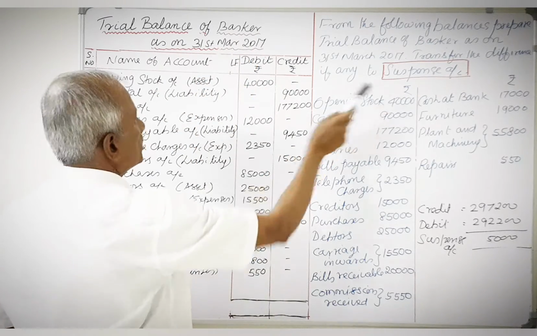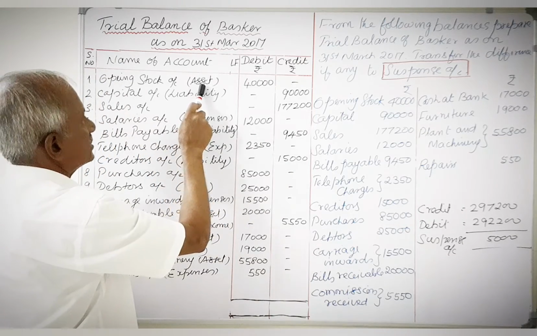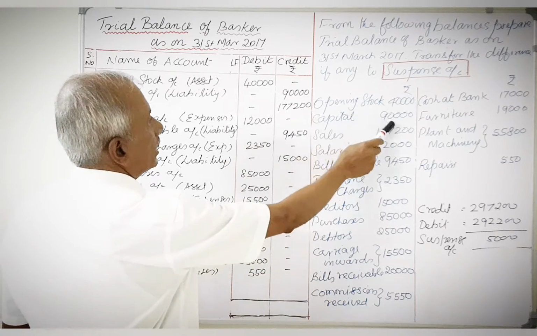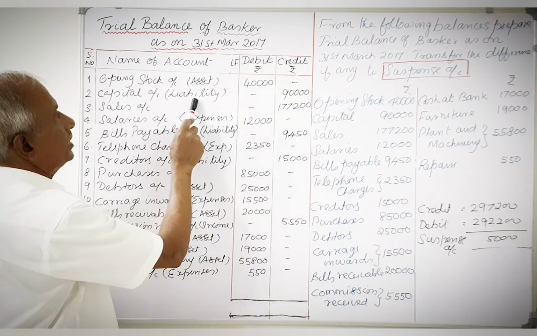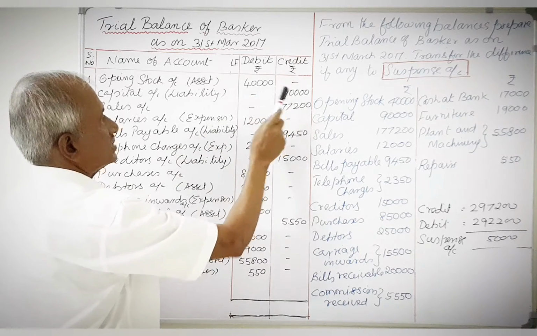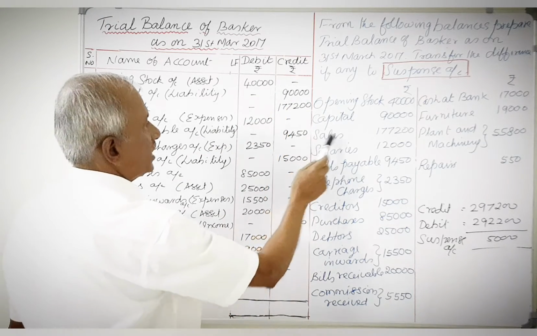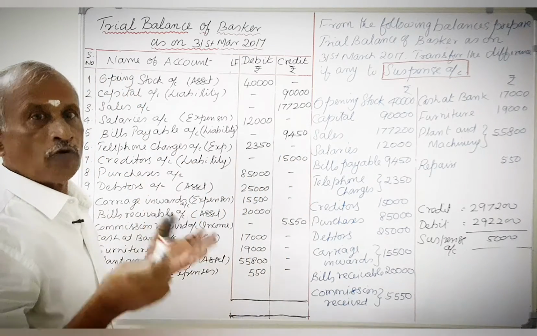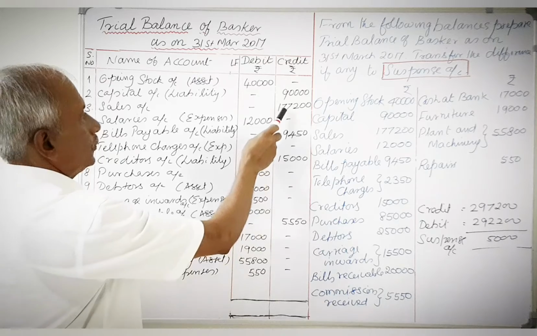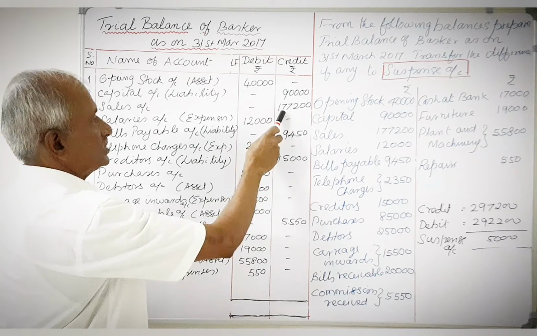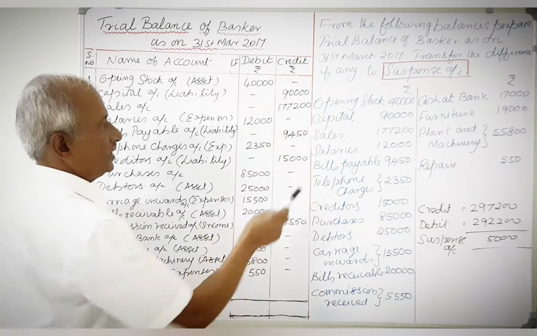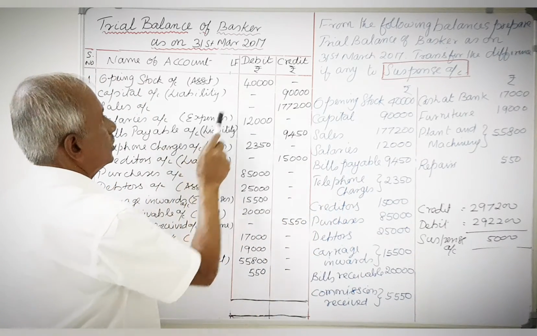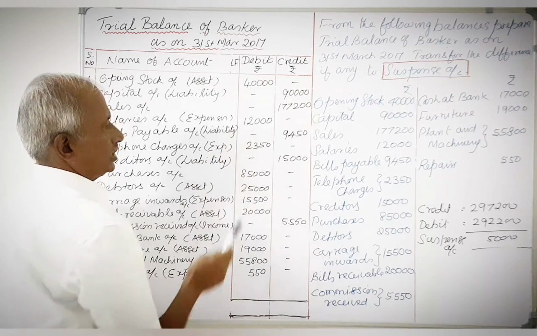Opening stock 40,000. Opening stock is an asset. So debit side of trial balance 40,000. Capital 90,000. Capital is a liability. Credit side of trial balance 90,000. Sales 1,77,200. You know that sales always shows credit balance. So it is shown on the credit side of the trial balance 1,77,200. Then salaries 12,000. Salaries expense, debit side of the trial balance 12,000.